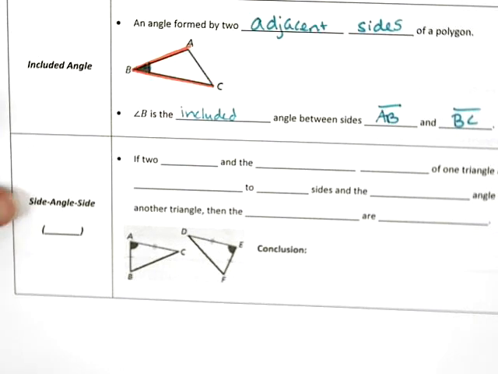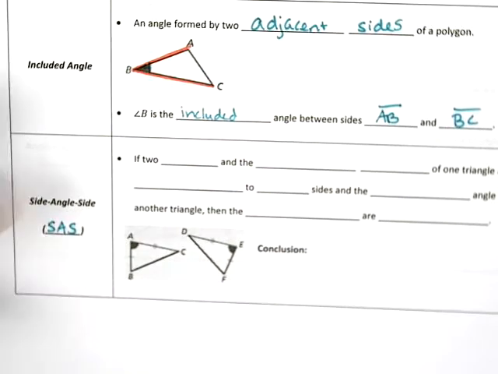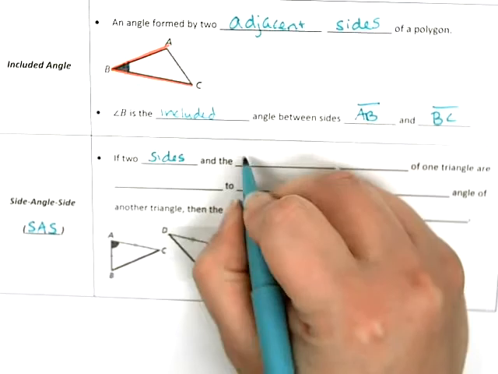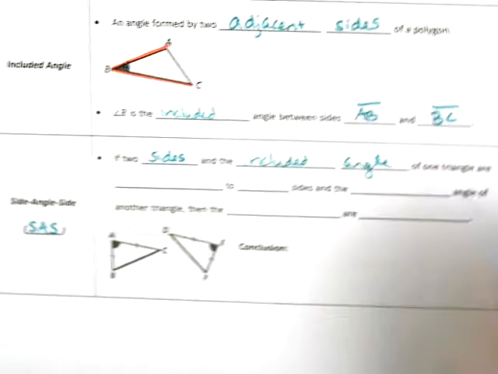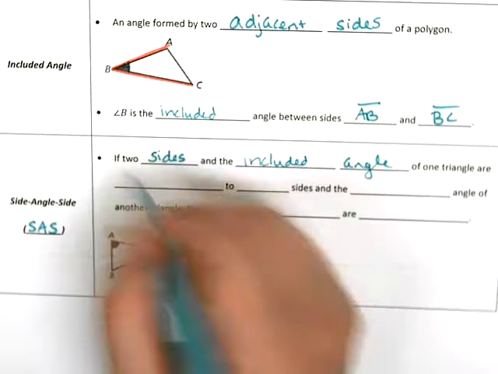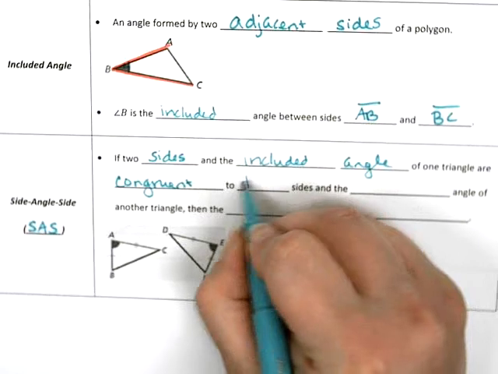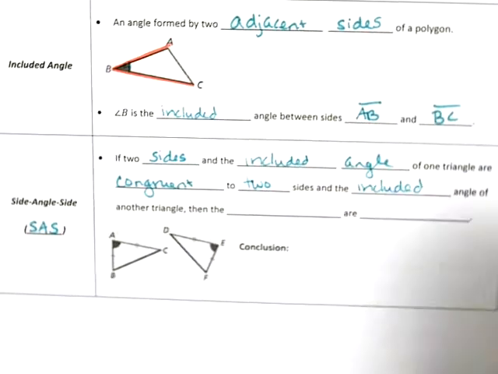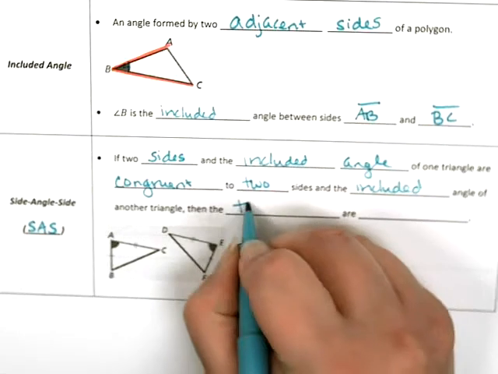So our next shortcut is side angle side, which we abbreviate SAS, side angle side. All right, if 2 sides and the included angle of one triangle are congruent to 2 sides and the included angle of another triangle, then the triangles are congruent.